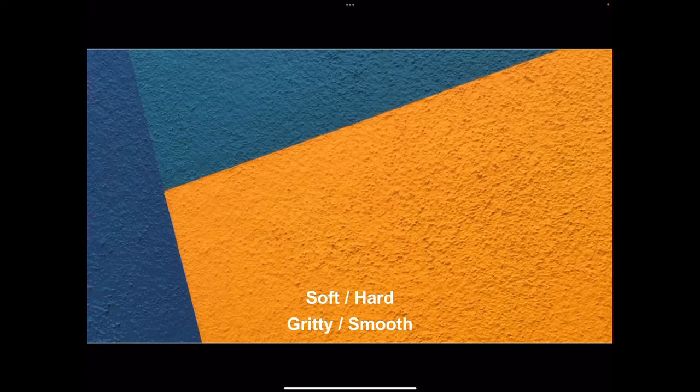Okay, this one again, look, it's gritty, right? It gives you the feeling of sandy and bumpy feeling. It's not smooth. Actually, it's never smooth, okay? And it's hard because we know this is a wall.